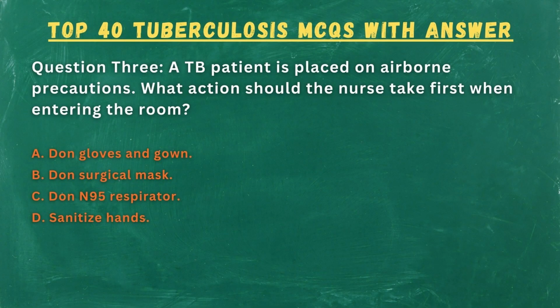Question 3. A TB patient is placed on airborne precautions. What action should the nurse take first when entering the room? A. Don gloves and gown. B. Don surgical mask. C. Don N95 respirator. D. Sanitize hands. Answer: C. Don N95 respirator.